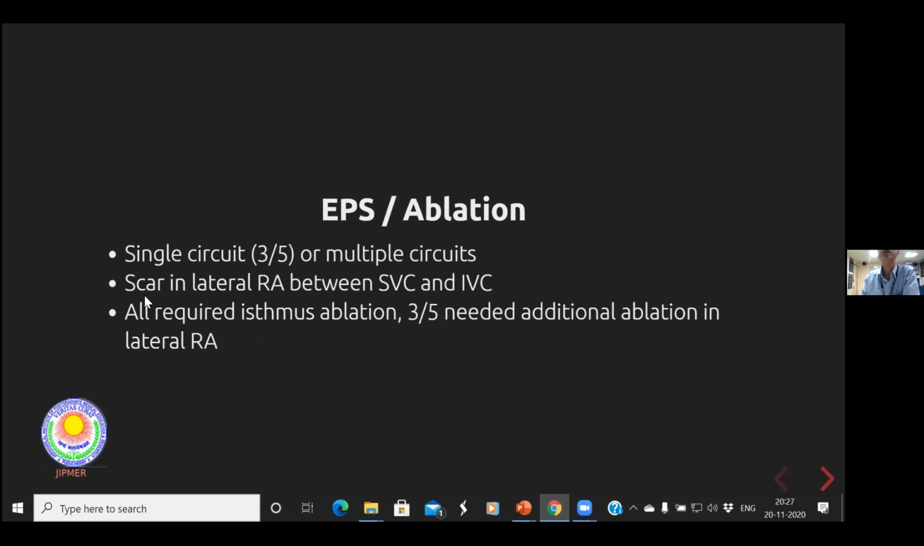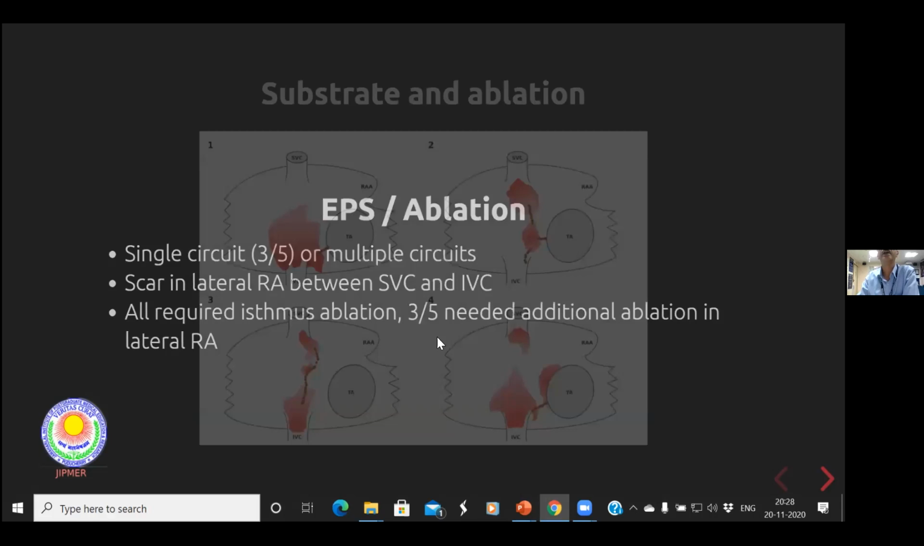And they have a very stereotypical pattern of scar in the lateral RA extending between the SVC and the IVC. And usually it's not a dense line of scar, usually has gaps in between. Almost all of them have isthmus-dependent flutters and require isthmus ablation, but most of them also need additional ablation in the lateral RA along the scar.